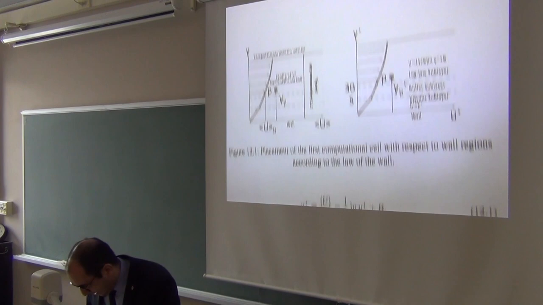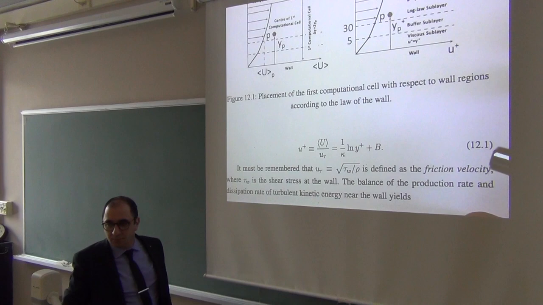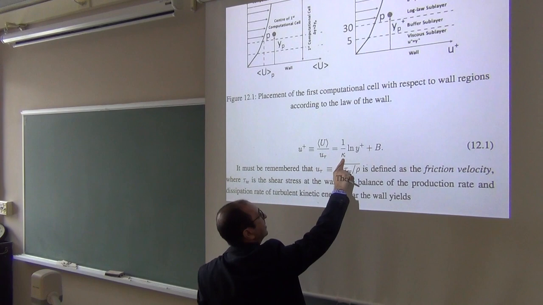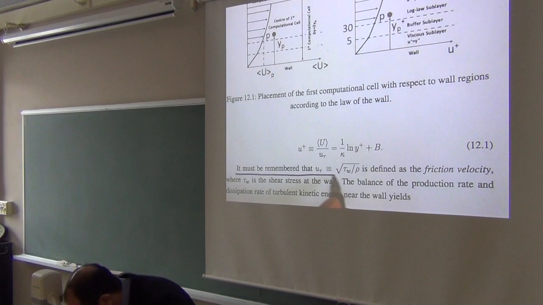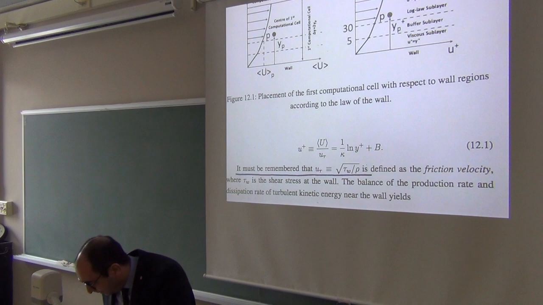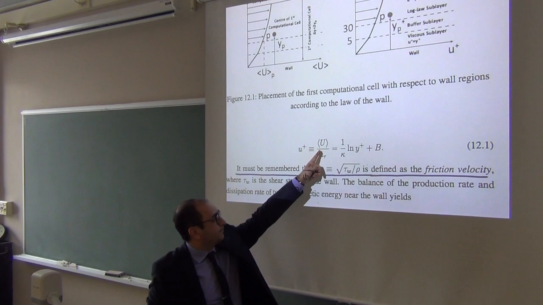So that's good. So here is the log law developed by von Karman. U plus is the normalized velocity, 1 over the von Karman constant, times ln of Y plus, plus a constant. And we did talk about U tau, friction velocity, being defined as the square root of wall shear stress divided by density of the fluid. And you use this shear stress to normalize velocity.